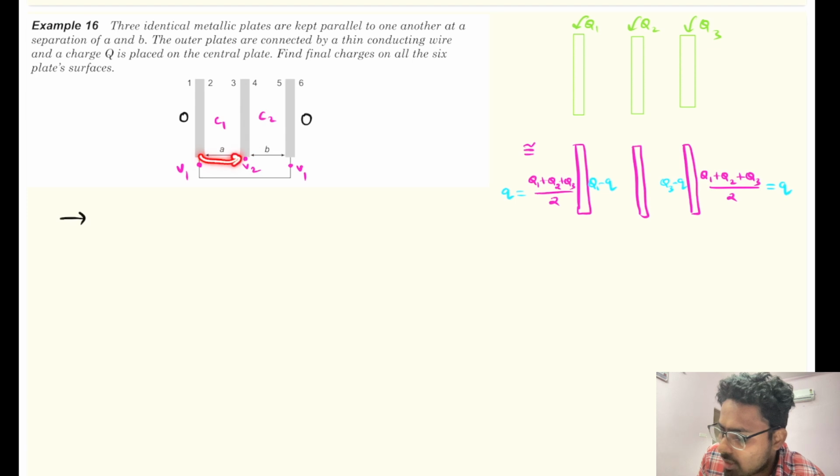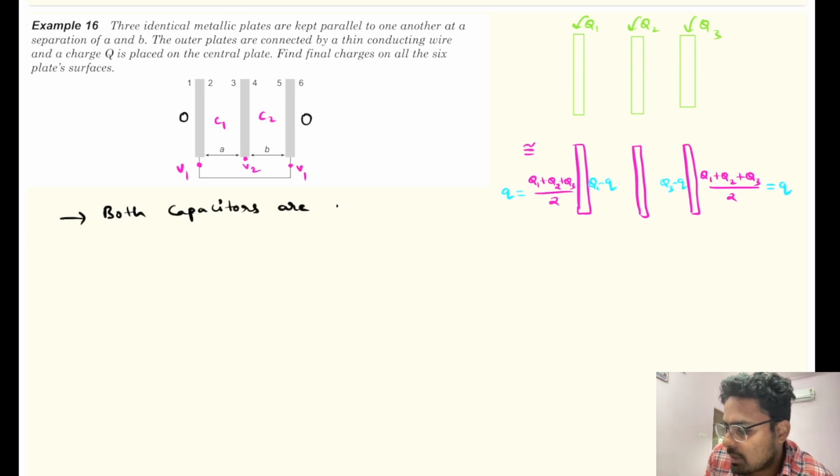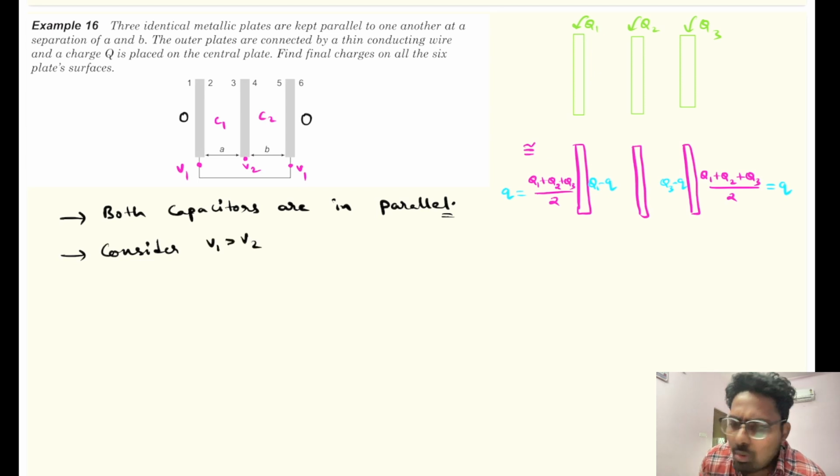What is the potential difference between these two plates? V1 minus V2. And what is the potential difference between these two plates? Again, see, this plate is connected to V1, this plate is connected to V2. That means both the capacitors are connected in parallel. Both capacitors are in parallel. And I am considering V1 is more than V2.